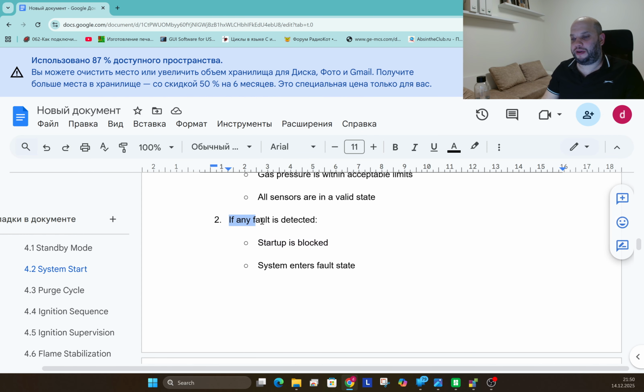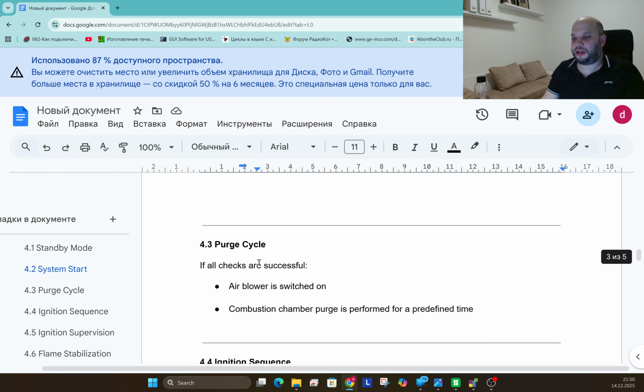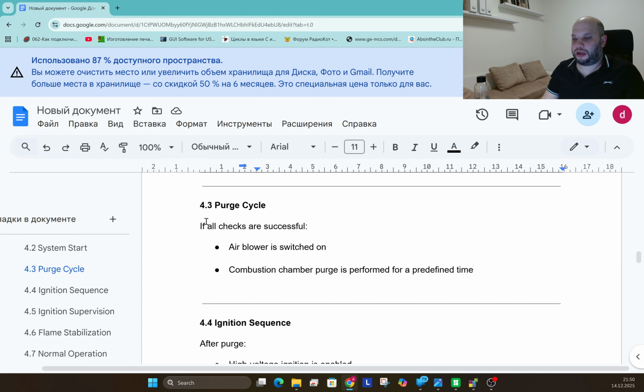Startup. If any fault is detected, startup is blocked. System enters fault state. Purge cycle if everything is okay. Air blower is on. Combustion chamber purge performed for a predefined time.